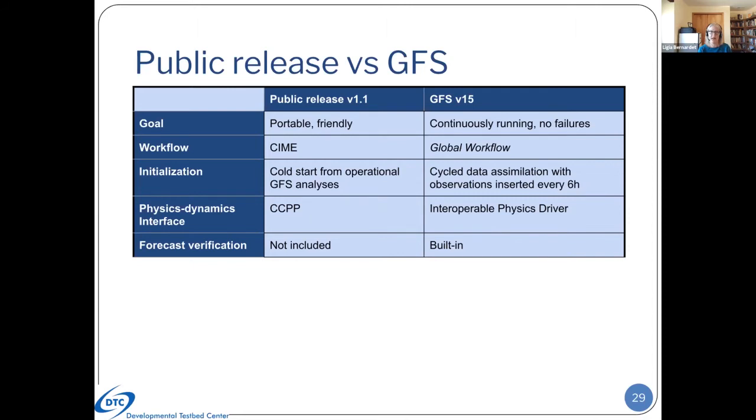while the GFS runs with continuous data assimilation. For the physics dynamics interface, here we are using the CCPP, while the operational model today uses the interoperable physics driver and has a target to switch to the CCPP with version 17 of the GFS coming up in the future. And finally, we do not have any forecast verification built as part of this app, but of course there is some in the GFS operational model.